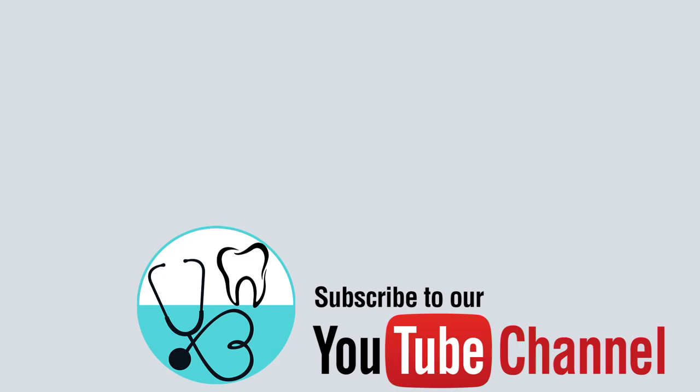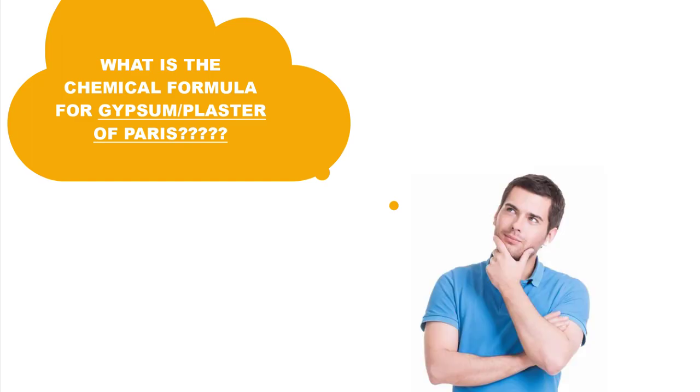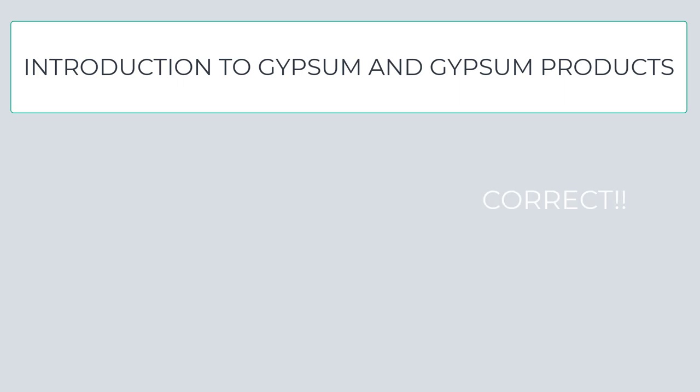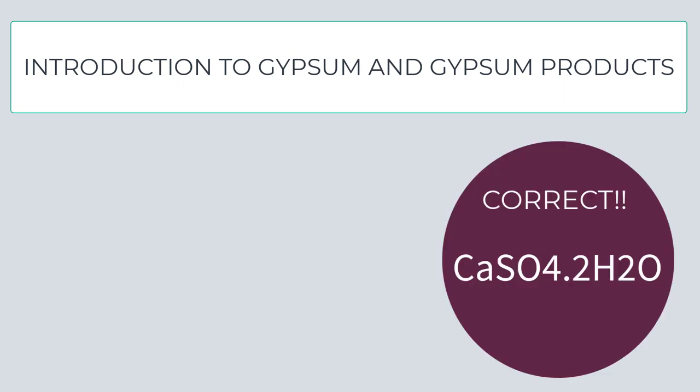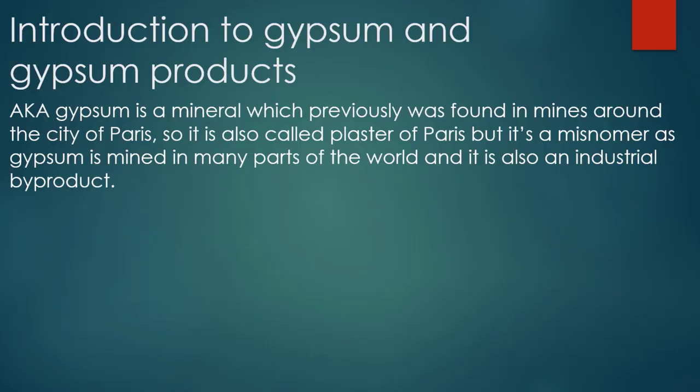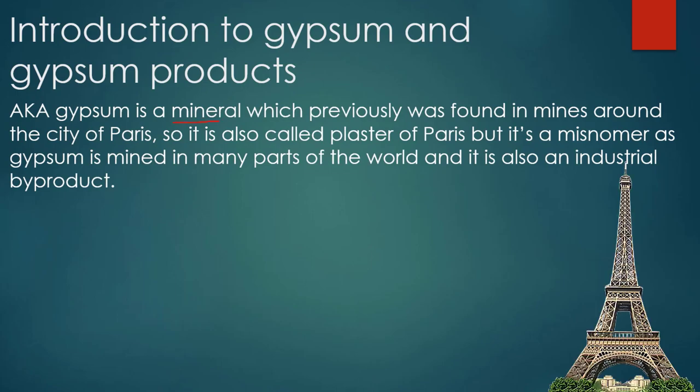Before starting with the introduction to gypsum and gypsum products, I want to ask you all a question. What's the chemical formula for plaster of Paris or gypsum? Calcium sulfate dihydrate, or CaSO4.2H2O, also called gypsum, is a mineral which previously was found in mines around the city of Paris.